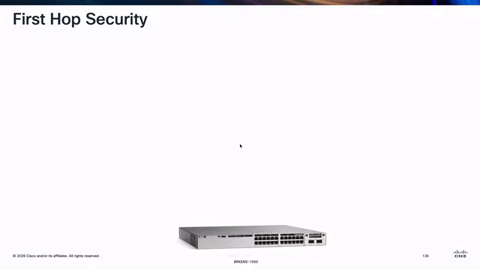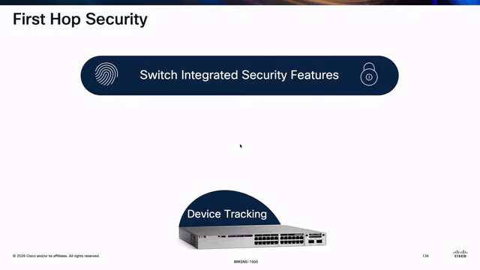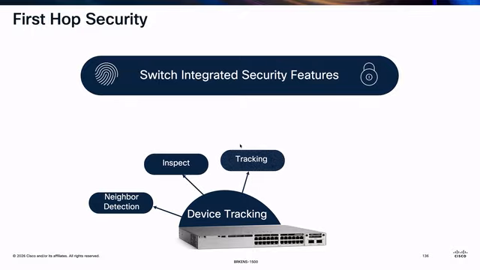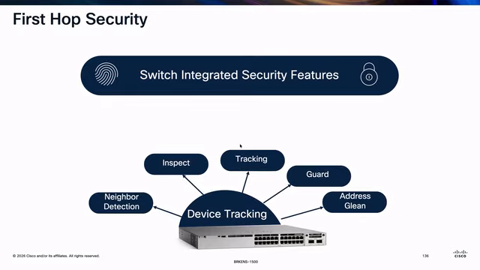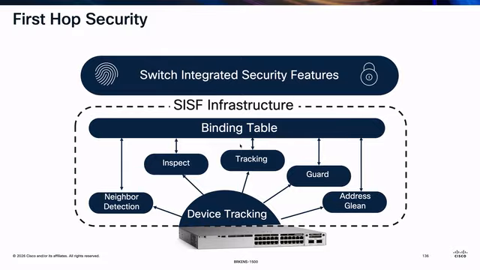But going back to this weakest link, every Cat9K device is equipped with switch-integrated security features. And it all boils down to the device tracking capabilities. So the device tracking service makes sure that we are detecting neighbors, users, and endpoints connected to the device. We are inspecting them, tracking their state. We're guarding and gleaning the addresses of connected endpoints. And we are storing all of this information in a binding table. And this is what we refer to as the SISF infrastructure.